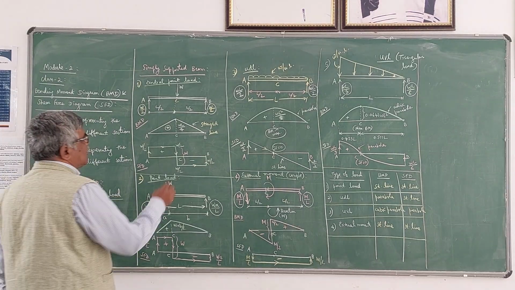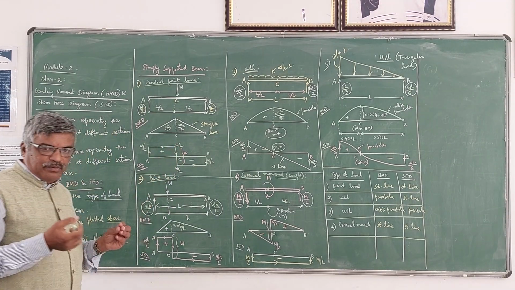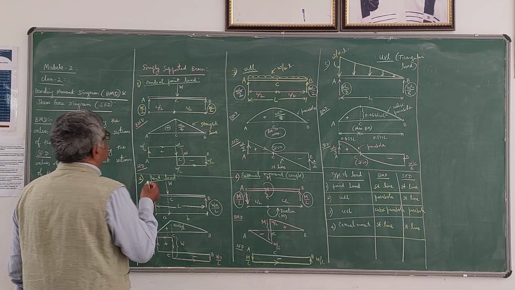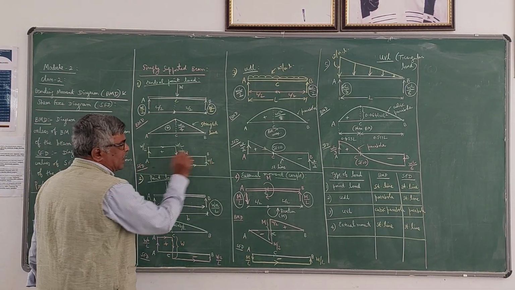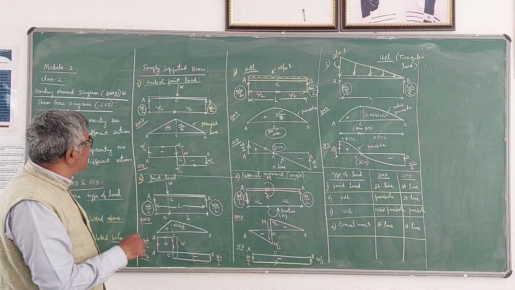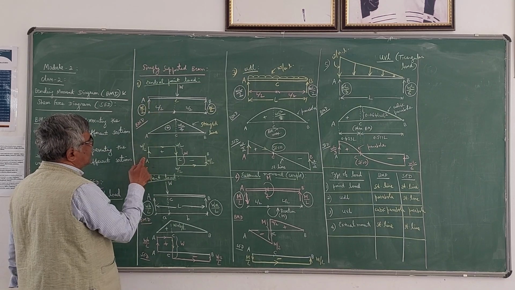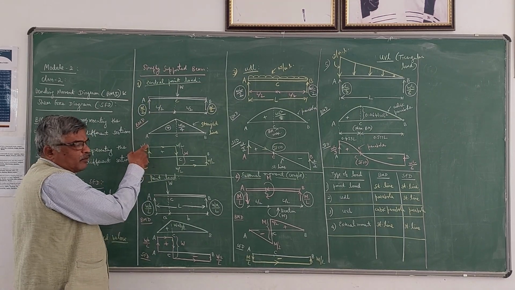Similarly, for the shear force diagram, I will give you a very simple way of drawing it. You have to start from point A and draw the horizontal line AB, which represents the axis of the beam. Now at point A, you have an upward reaction of W by 2, so move upwards by W by 2.